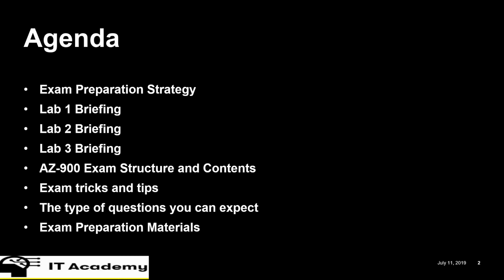We're then going to take a look at the AZ-900 exam structure and its contents, so you know what you're up against with this exam. We're going to look at some time-proven exam tricks and tips that have gotten me and several other engineers through Microsoft exams over the years. We'll look at the types and styles of questions you can expect in the exam. And then finally, I'm going to show you where the exam preparation materials are so you can get a hold of the lab exercises, some readiness review questions, and the training notes.